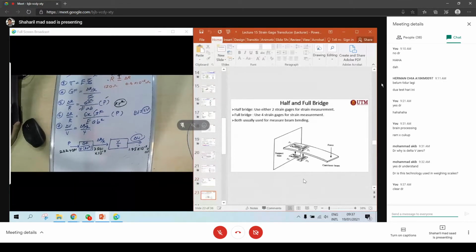Okay. Good. All right. Then formula number 7 for the half bridge. I normally like to put delta V here, and I put it as half.